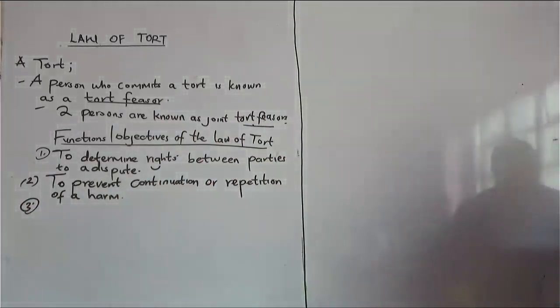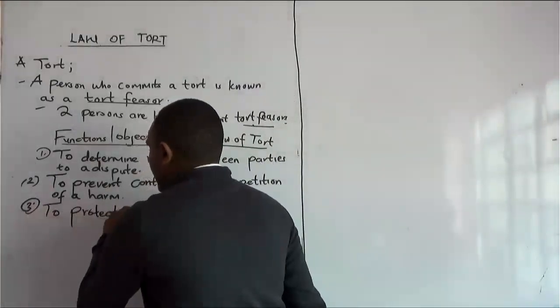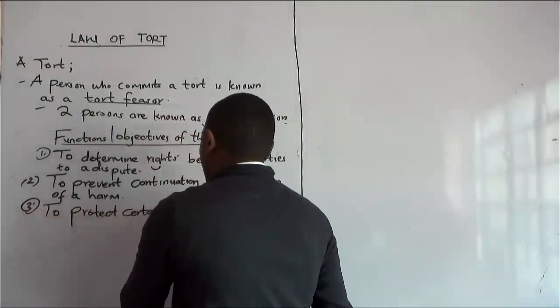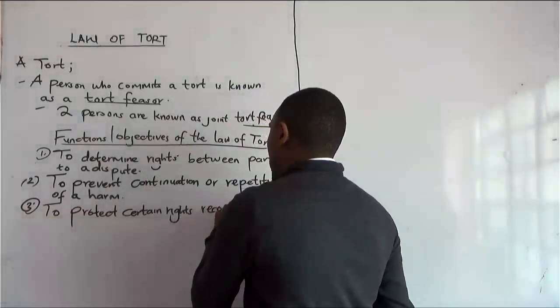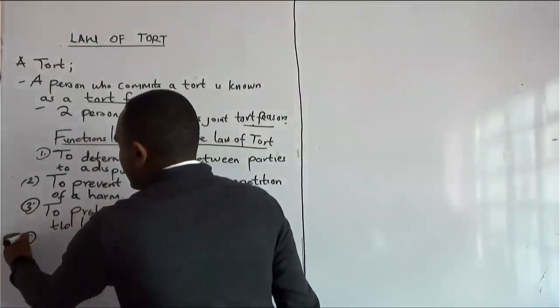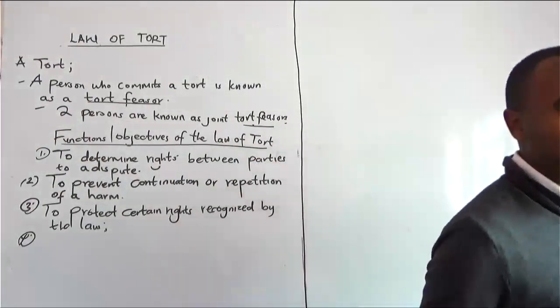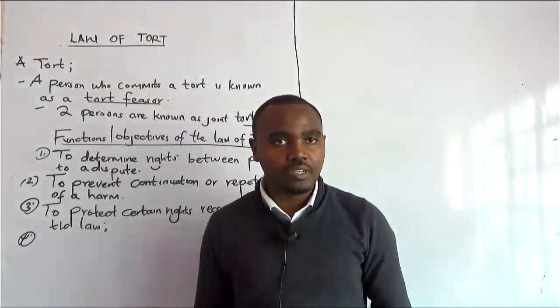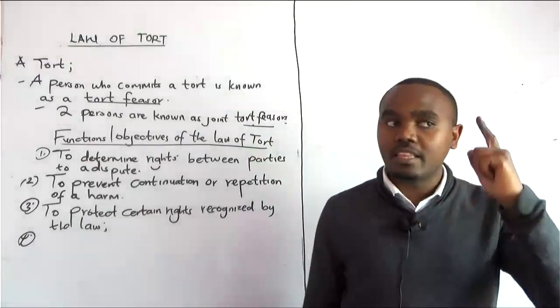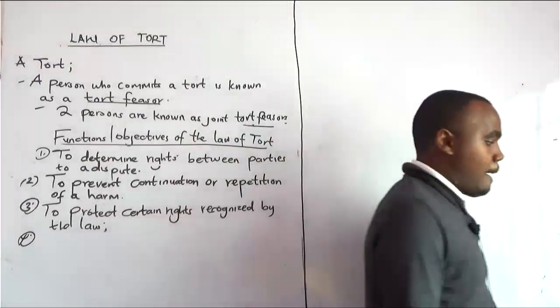To protect certain rights recognized by the law. Which are some of these rights that the law of tort tries to protect? That a right of a good reputation of a person. That is why we will be discussing defamation. That if you try to injure the reputation of a person, then these are the consequences. So those are the things that you are saying you are protecting certain rights recognized by the law.